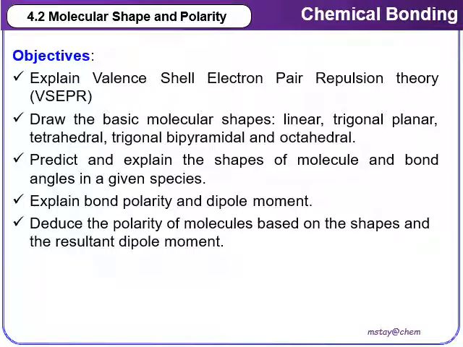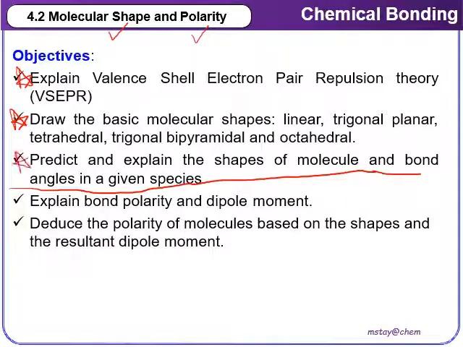This video we are going to start with 4.2 molecular shape and polarity. However, in this video basically we only focus on the molecular shape, which means that we are going to focus on valence shell electron pair repulsion, draw the basic shape and also predict the shape and also the bond angle.